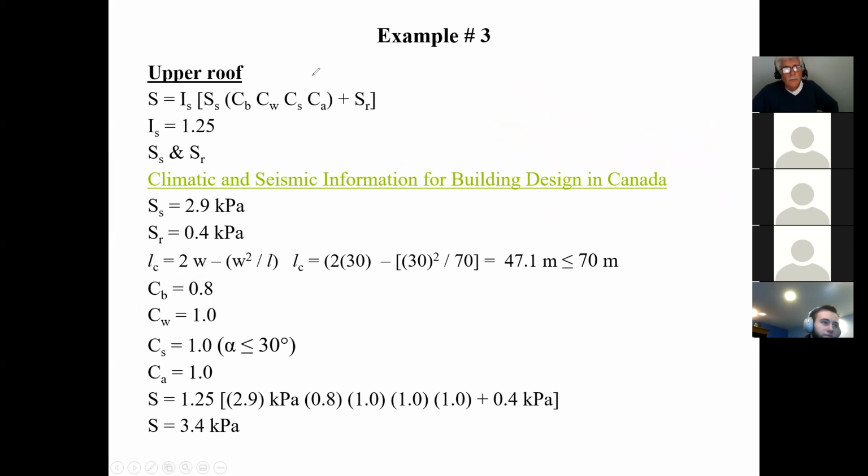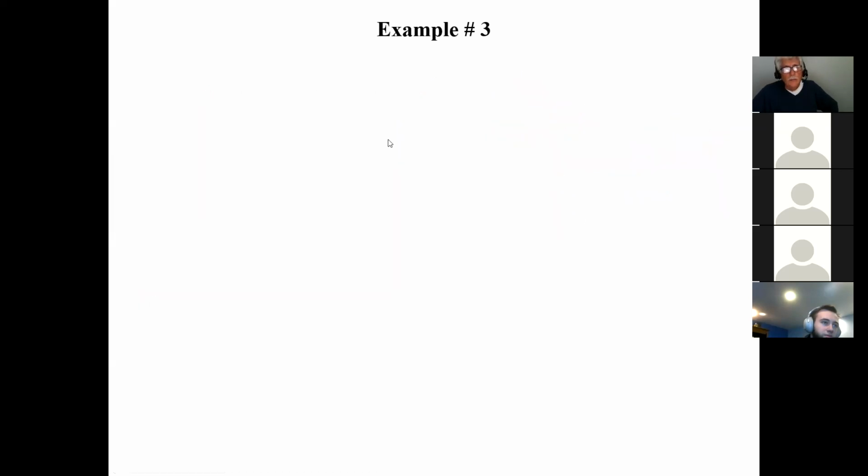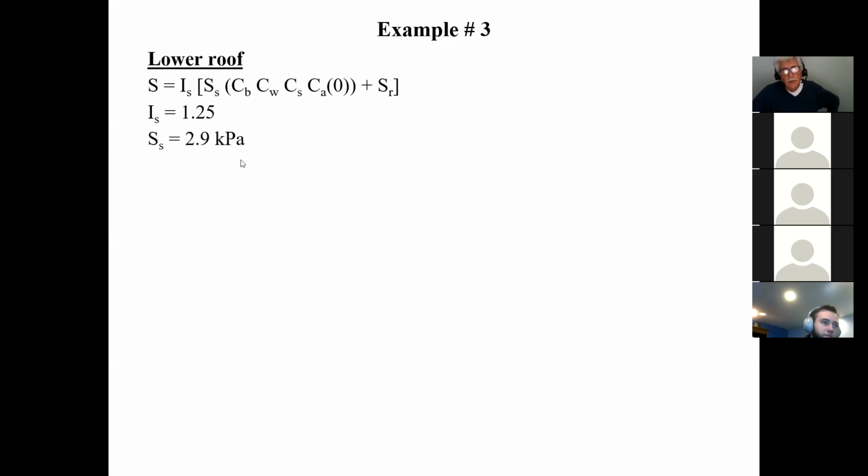So now, for the lower roof, I have the same equation, but now I'm going to calculate the accumulation factor right where the lower roof meets the upper roof. Now, the same importance factor, the same ground snow load, the same associated rain.